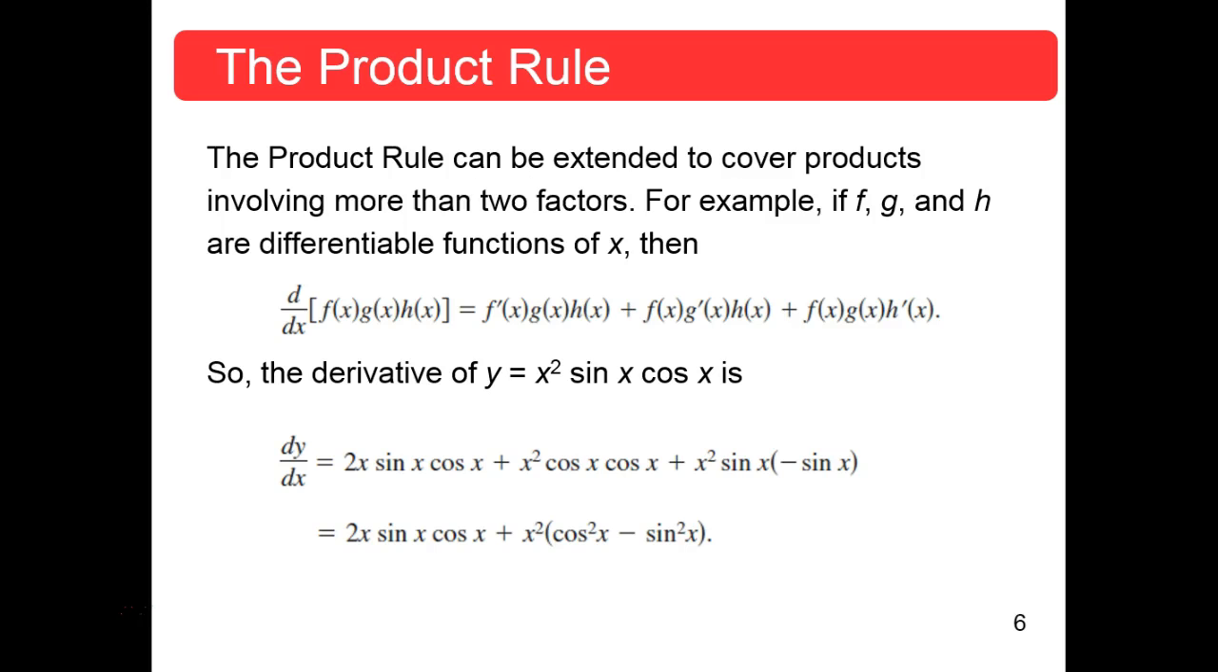The product rule can be extended to cover products involving more than two factors. For instance, if f, g, and h are all differentiable functions of x, then d by dx of f times g times h would be f prime times g times h, plus f times g prime times h, plus f times g times h prime. And you can keep on as long as you want to. You probably don't want to do that many products, but you could.